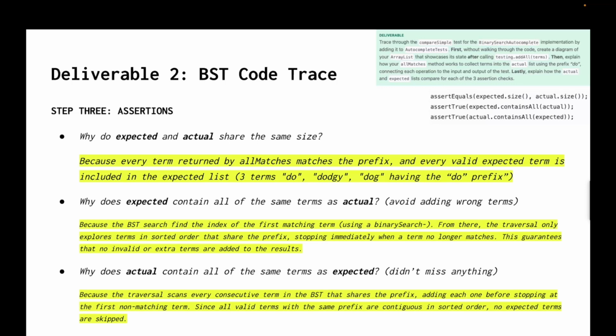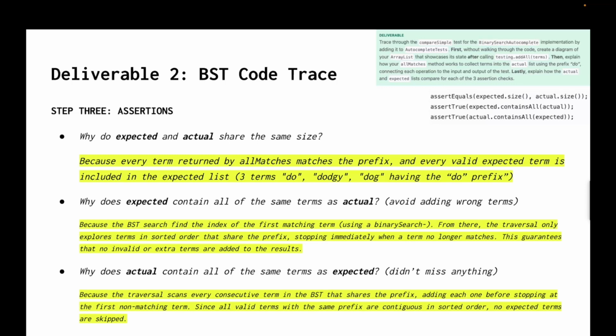The reason being the BST search will find the index of the first matching term using binary search. So if it's alpha and cats, they will be ignored. And then from do, which is the first matching term, the traversal would only explore terms in sorted order. It will stop immediately when a term no longer matches, which is pilot. It doesn't have the prefix. This guarantees that no invalid terms are added to the results.